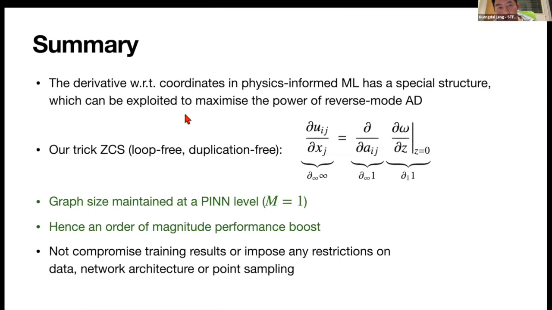So in conclusion, the derivative with respect to coordinates in physics-informed operator learning has a special structure which can be exploited to maximize the power of reverse mode AD. Our trick is to theoretically factorize this derivative into two parts, both of which have a single root, so we can use reverse mode AD. The key is that this trick maintains the size of the computational graph at the PINNs level, which means the number of functions or parameters equals 1. Hence, we observe an order of magnitude performance boost in both memory and time. And this method does not affect the training result, so it has nothing to do with the architecture or point sampling or things like that.